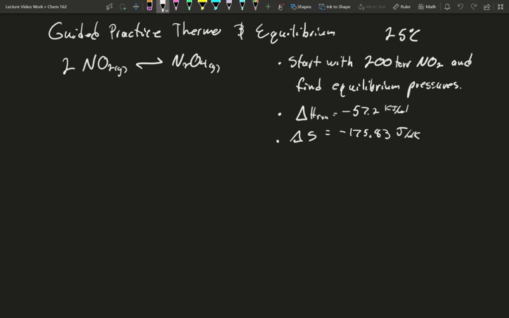In this video, we're going to try to solve the equilibrium pressures of these gases. We're going to start with 200 torr of the starting material, NO2, and we're going to find the equilibrium pressures of both products and gases.